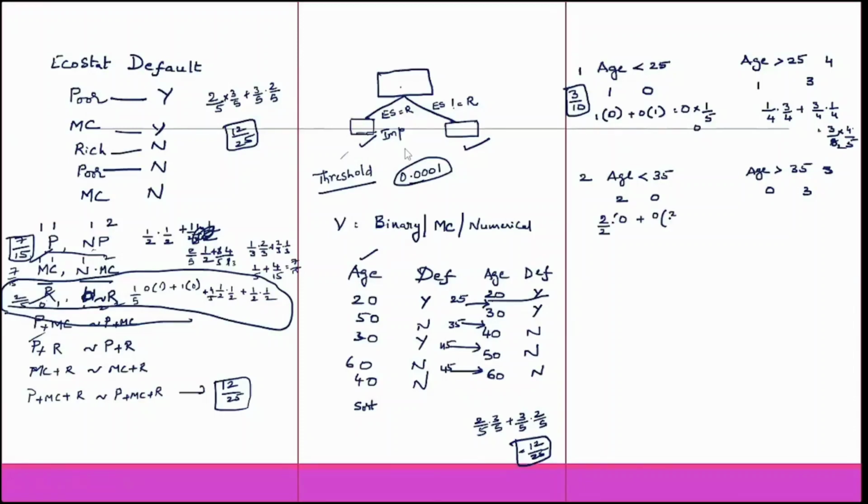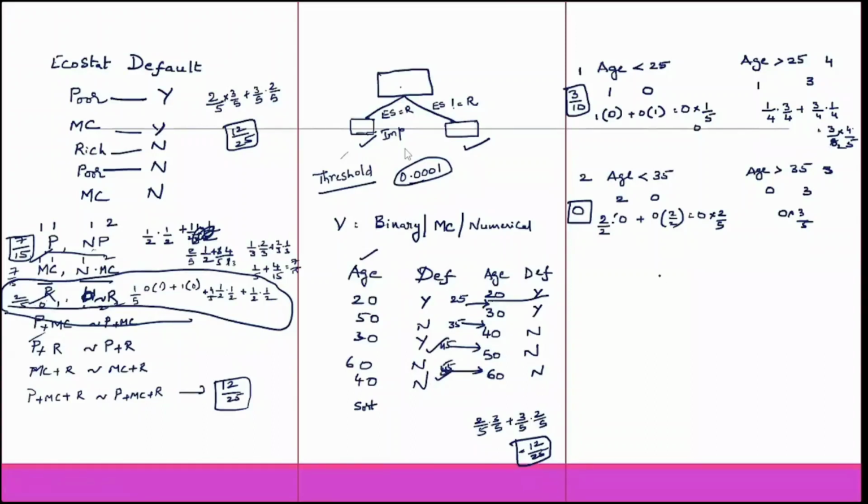So basically this one is a 0. Here also this is a 0. So this 0 will be multiplied by 2 by 5, and this 0 will be multiplied by 3 by 5. So overall the Gini impurity is coming out to be 0. Similarly, you can do this exercise for 45 and 55 as well.